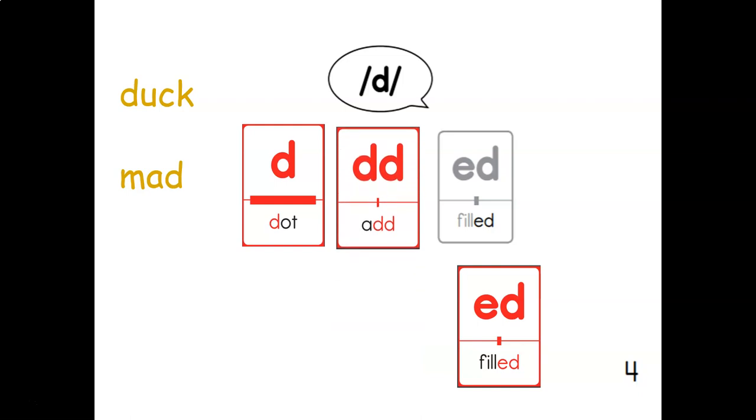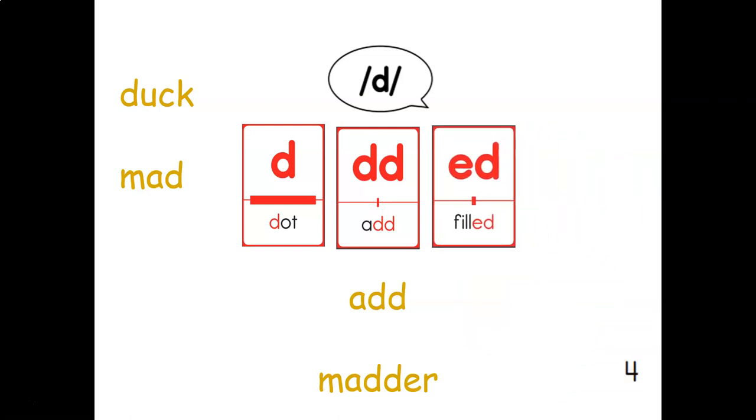Another spelling that we've learned for the d sound is dd, like in the word add. This power bar tells us that dd is not a very common spelling for the d sound. Let's look at some more words where the d sound is spelt with dd. Add and matter. We've also learned that the d sound can be spelt with ed, like in the word field. This power bar tells us that ed is not a very common spelling for the d sound. Let's look at some more words where the d sound is spelt with ed. Planned, trimmed.